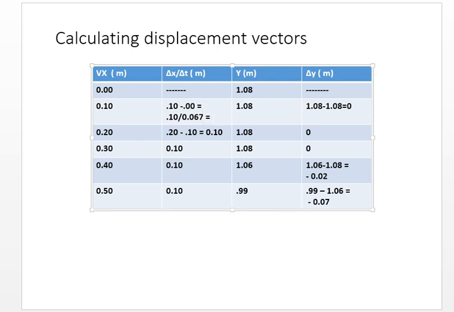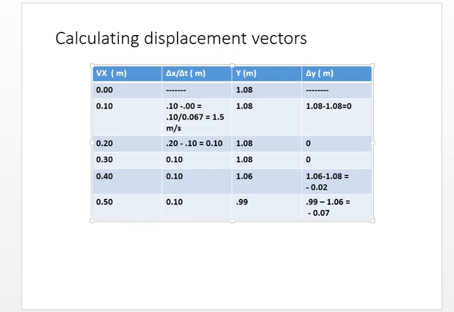So if I do that in my calculator, 0.1 divided by 0.067, I'm getting 1.49 or 1.5 meters per second. So it's moving forward at 1.5 meters per second. That's going to be the same in the x direction, right? Because it always goes the same distance. When I draw that vector, I'm going to draw my vectors exactly the same way I drew them before on the diagram, but I'm going to label it with the appropriate values.